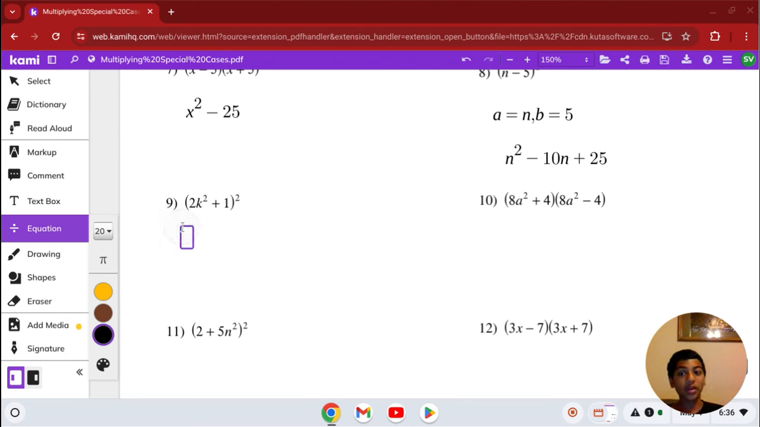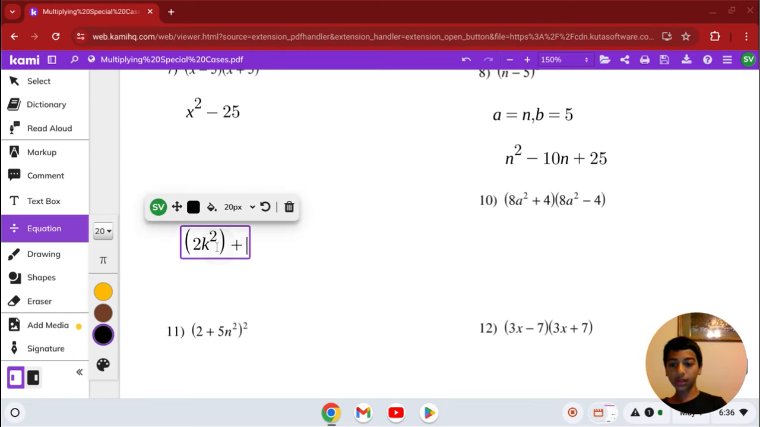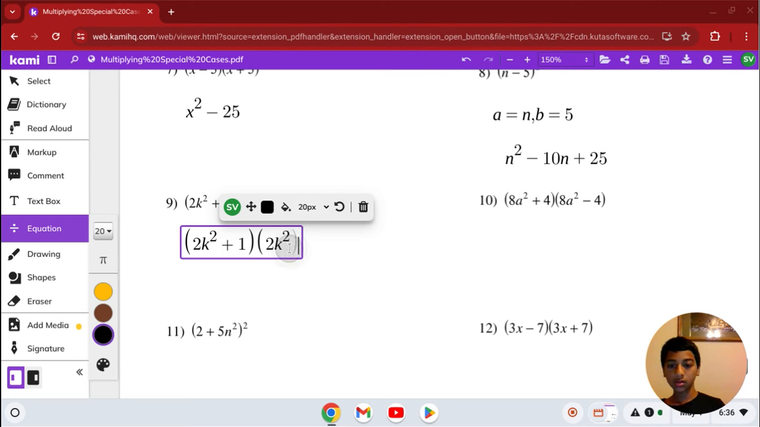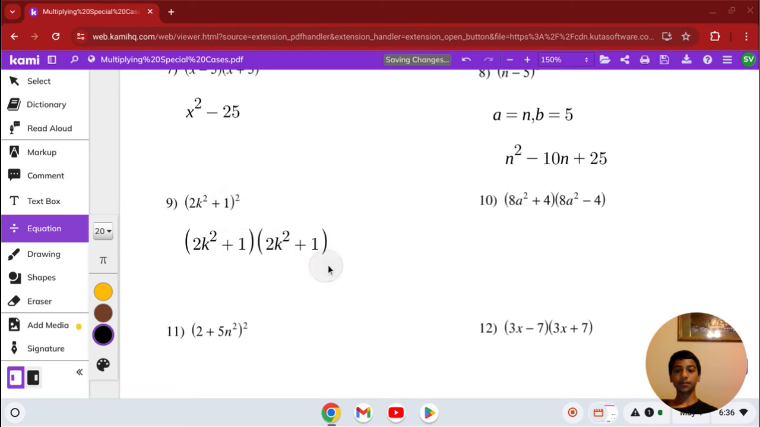Next one, we have (2k squared plus 1) whole squared. You can use the formula if you want. Or, what I would do is multiply it out. You can do this if you want. So (2k squared plus 1) times (2k squared plus 1).